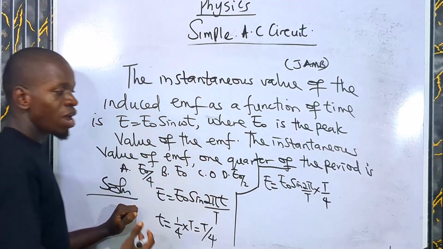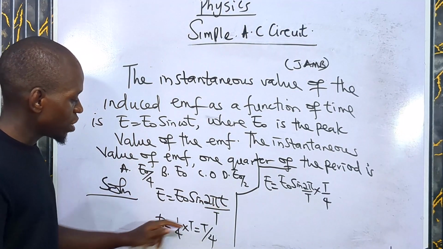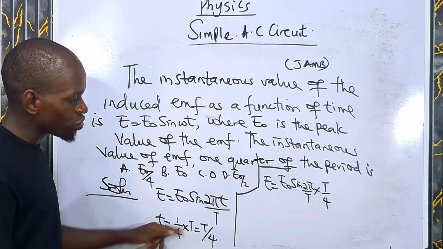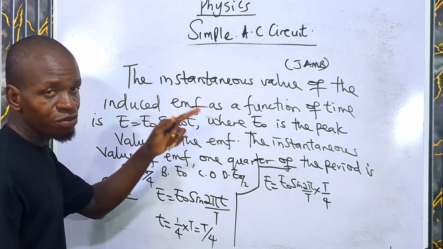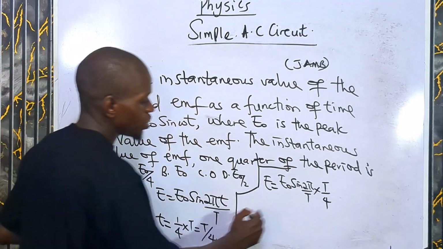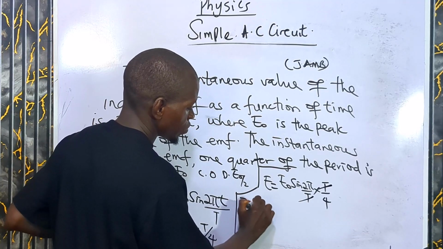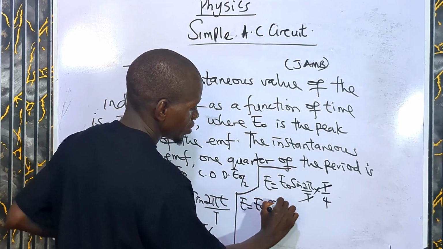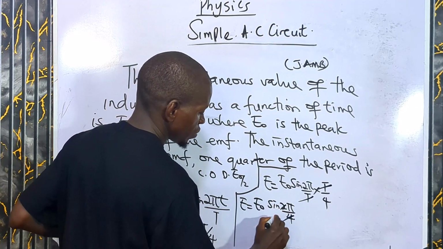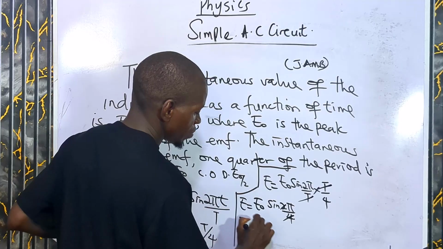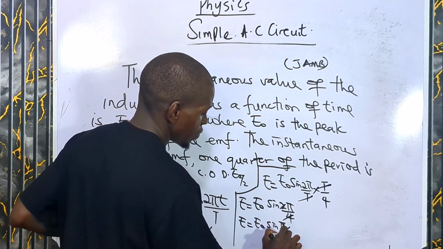I am showing you how to solve questions using period. First of all, you take out the small t and set it equal to the quarter of, or the half of, the period they gave to you. In this question, they gave you a quarter of the period. So when you cancel this and cancel this, what do you have here? I have E is equal to E0 sine 2 pi over 4. Cancel this. What do you have here? We have E is equal to E0 sine pi over 2.